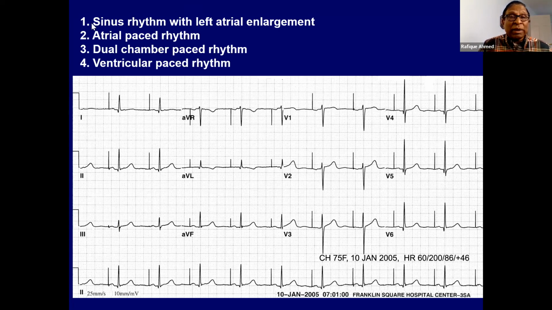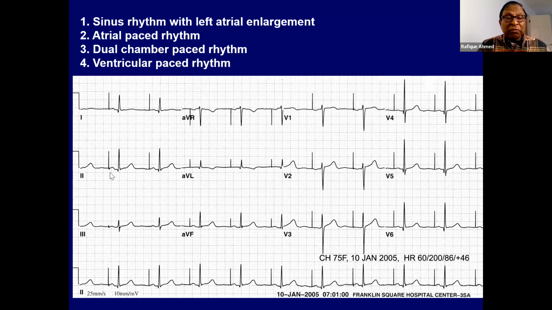Let's start with number 1 then, sinus rhythm with left atrial enlargement. Sure, if you look at V1, it looks like a deep, wide wave in lead V1. However, before each P wave, there is a pacing spike. So it's the atrial pace rhythm. And with atrial pace rhythm, I hesitate to diagnose left atrial enlargement because it depends on the pacing lead.